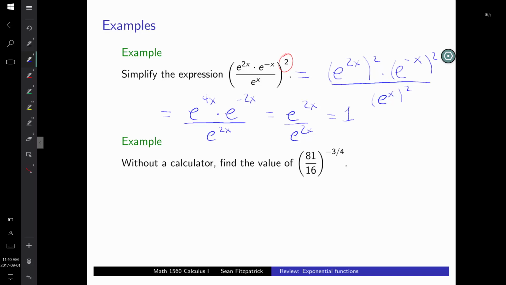Of course, there are other ways we could have simplified. I could have worked inside the brackets first. I could have realized that the thing inside the brackets simplifies to 1, and then 1 squared, of course, is still 1. There's more than one way that you could have tackled this.